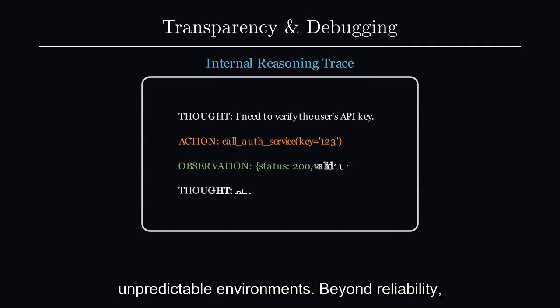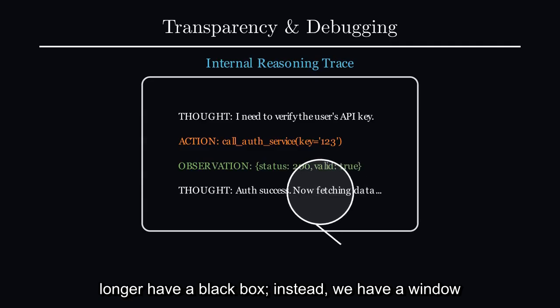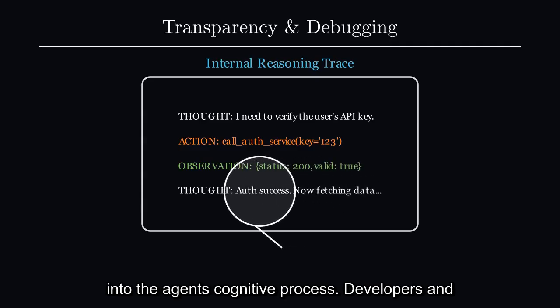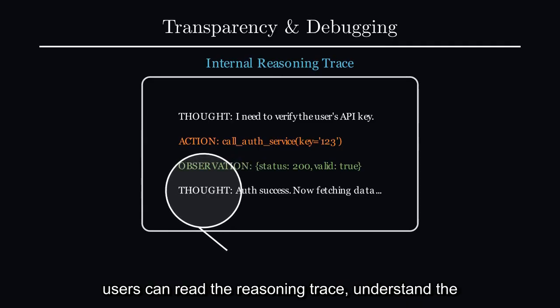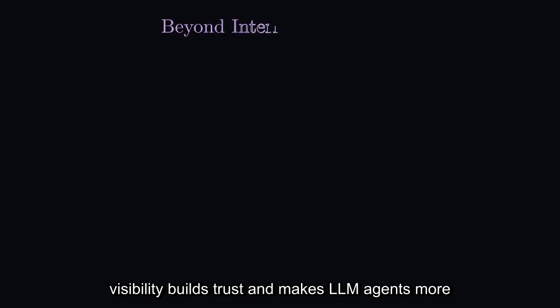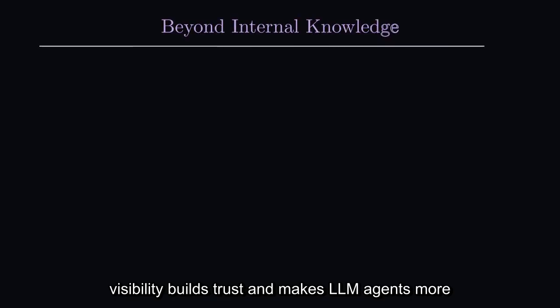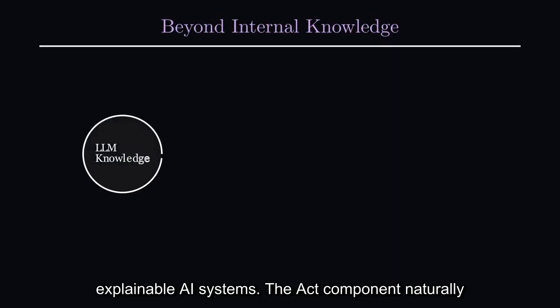Beyond reliability, ReAct significantly enhances transparency. We no longer have a black box. Instead, we have a window into the agent's cognitive process. Developers and users can read the reasoning trace, understand the agent's intent, and debug its behavior. This visibility builds trust and makes LLM agents more accountable, moving them closer to being truly explainable AI systems.